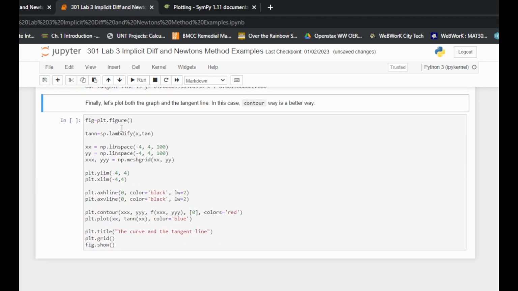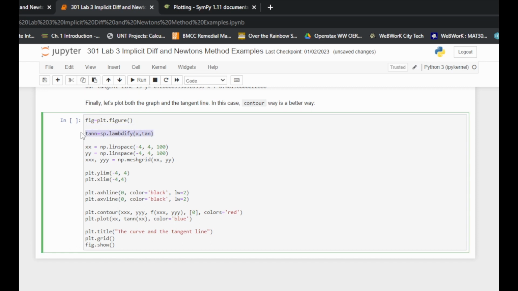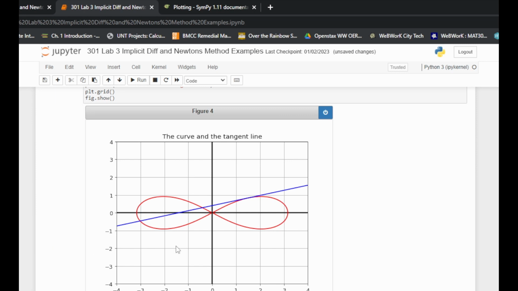So most of this code is exactly the same as before. We will add only 2 things here. We will add our tangent line here, so we need to lambdify the tan function. And then we actually have to plot the tangent line. Notice I'm not using meshgrid here. This is not an implicit graph. It's just a normal plot. We will make our tangent line blue. And there we have it. Notice this is this point, and the blue line here is the tangent line at that upper point.